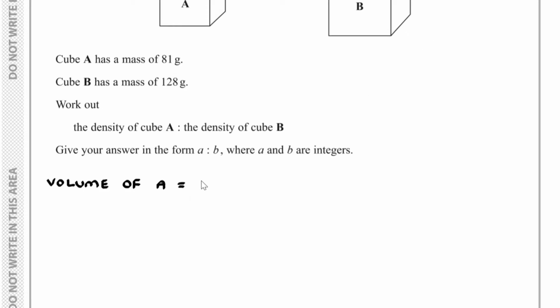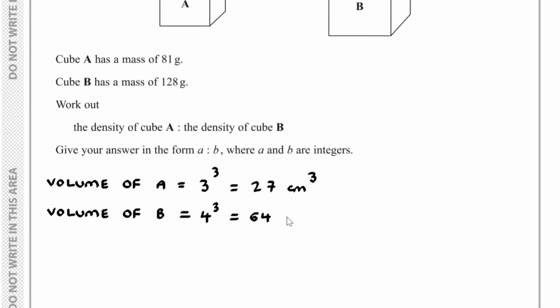Well, the volume of A will equal 3 cubed, which is 27 centimeters cubed. The volume of B will equal 4 cubed, which is equal to 64 centimeters cubed. And knowing the masses, we can now find the densities.